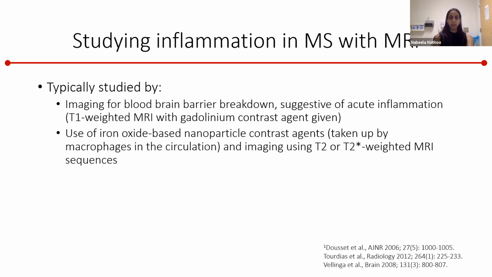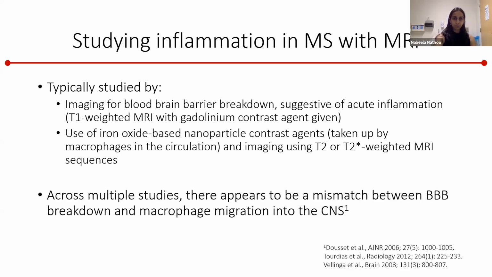However, there has also been use of these iron oxide-based nanoparticles. I'll go into this in a bit, but they can essentially be given IV, and they're taken up by macrophages in circulation. And then they're imaged using T2 or T2 star weighted MRI sequences. The purpose of this: the top one, the gadolinium, is to look at blood-brain barrier breakdown. The second one is to look at infiltration of macrophages into the CNS. And I think the really interesting literature that's come out of this is the fact that there's a mismatch between blood-brain barrier breakdown and macrophage migration into the CNS.